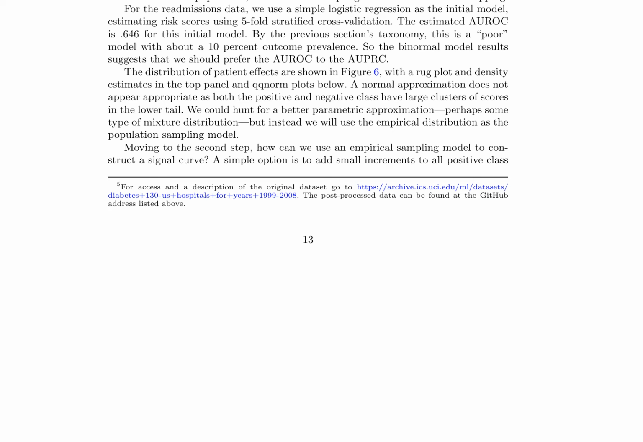The distribution of patient effects is visualized in Figure 6, which reveals that a normal approximation is not suitable due to the presence of large clusters of scores in the lower tail for both classes. Instead of seeking a better parametric approximation, the empirical distribution is used as the population sampling model. The empirical sampling model is then used to construct a signal curve by adding small increments to all positive class instances. This approach enables the evaluation of the resolving power of different evaluation metrics, such as the AUROC and AUPRC, in response to changes in the noise parameter values that determine model quality.